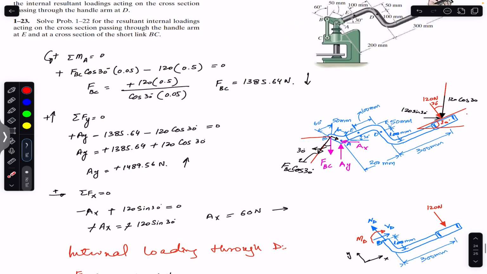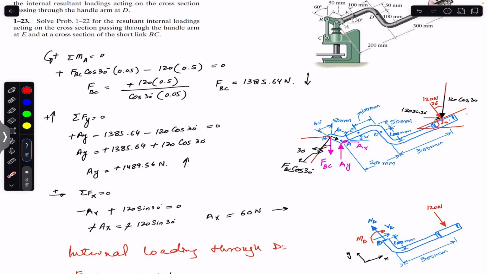Now in the last part of the question, we are also asked to find the internal loadings at the cross section of the short link BC. So as you guys can see that this link BC is a two force member. It is subjected to force at B and at C. So if it is applying the force on this handle in the downward direction, so this handle is applying the force on BC in this direction. So this means that this BC link is in tension.